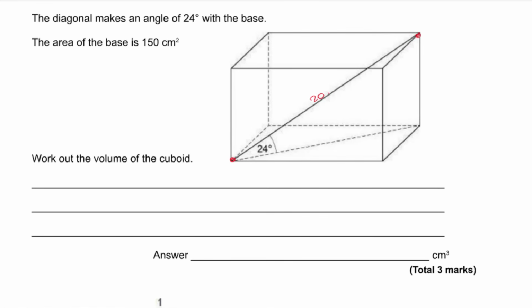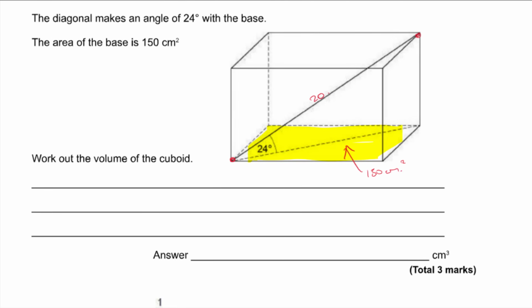The diagonal makes an angle of 24 degrees with the base. That is on the diagram. The area of the base is 150. That isn't on the diagram. So let's just add that in. So the area of that is 150 centimeters squared. Work out the volume.